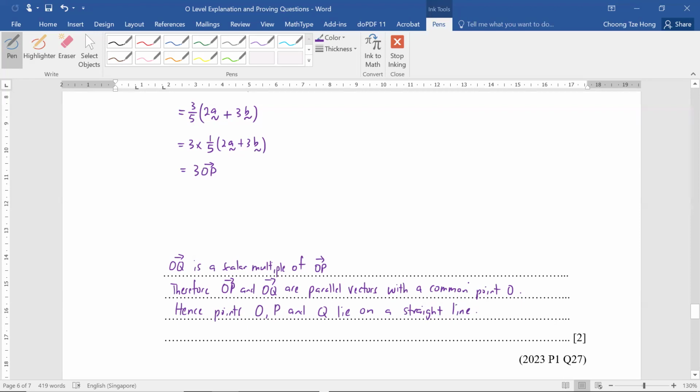So this is actually a rather commonly seen question regarding vectors, where you're asked to show that 3 points are on the same straight line. You will show that the vectors are scalar multiples of one another, which indicates that they are parallel vectors. And because they now have a common point, the 3 points must lie on the same straight line.